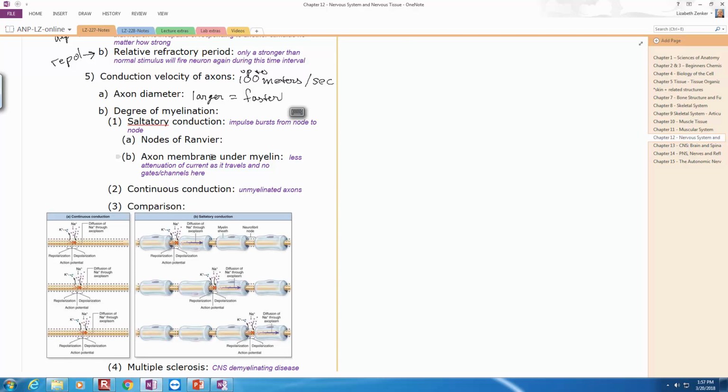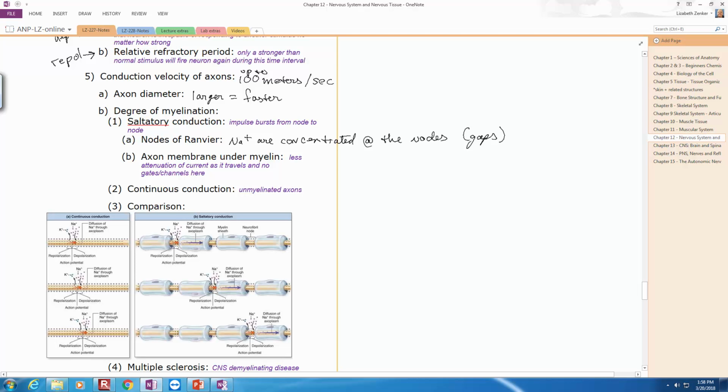So nodes of Ranvier, we have sodium gates concentrated at the nodes, which are essentially the gaps, right, between the myelin.